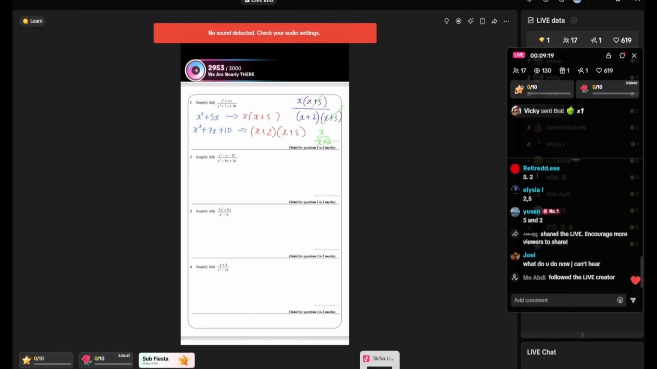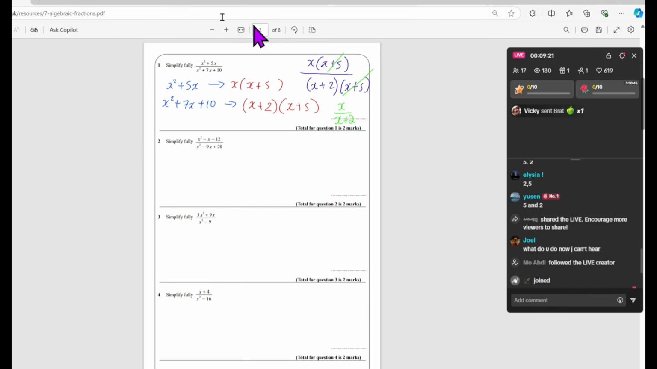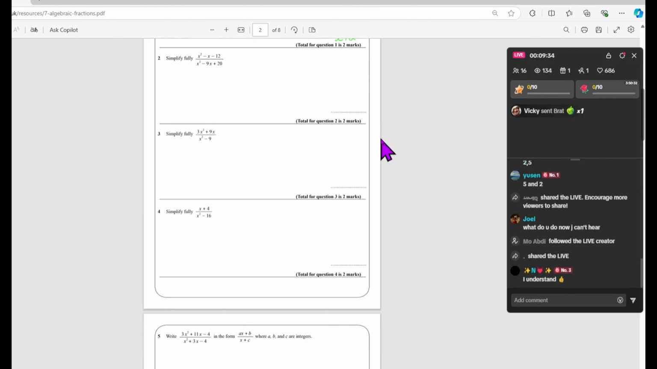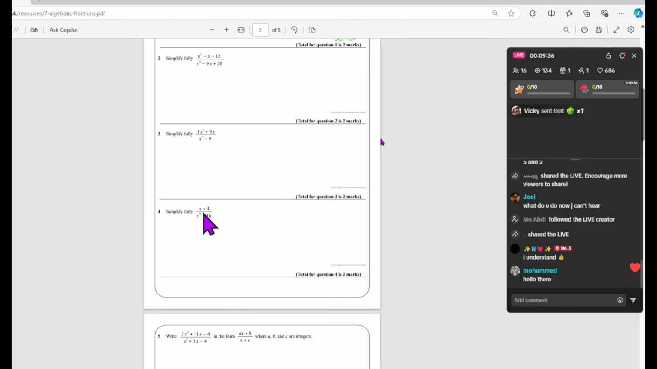So that is going to be the same process that you're going to do for question number 2, question number 3, question number 4. Same process. We're going to factorize them. So I'm going to do question number 4.